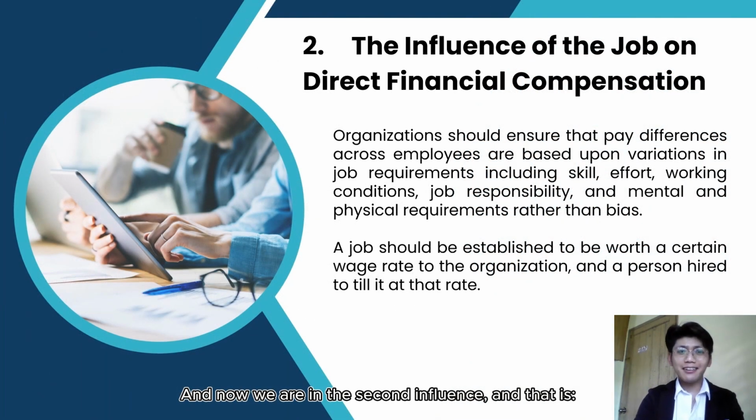And now we are in the second influence, and that is the influence of job and direct financial compensation. For both ethical and legal reasons, it is important to have a clear plan to meaningfully distinguish between jobs and employees. For pay purposes, organizations should ensure that pay differences across employees are based upon variations in job requirements including skill, effort, working conditions, job responsibility, and mental and physical requirements rather than bias.